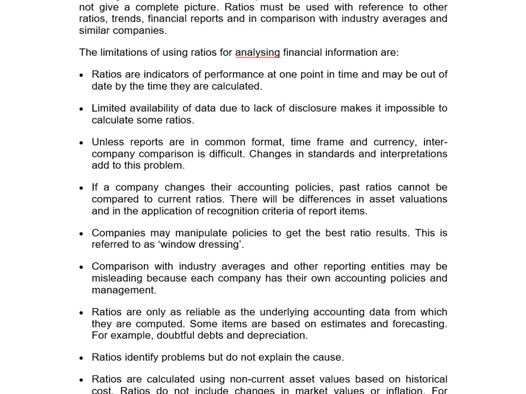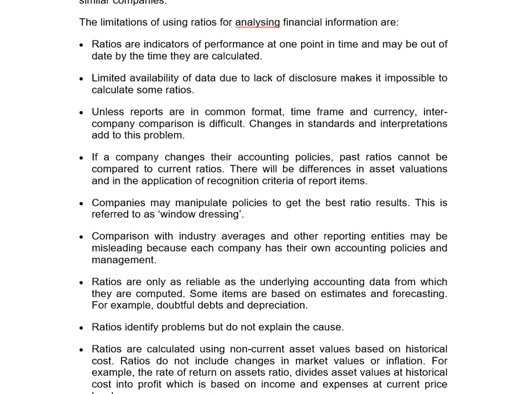Let's go through the list of limitations, so many of them. One of them would be that ratios are indicators of performance at one point in time. It might be out of date. So this is a historical limitation. This is because whenever you calculate ratios, you're calculating them based on past financial information. So by the time you calculate them, it might be out of date. It might be obsolete, because new figures are going to be churned.